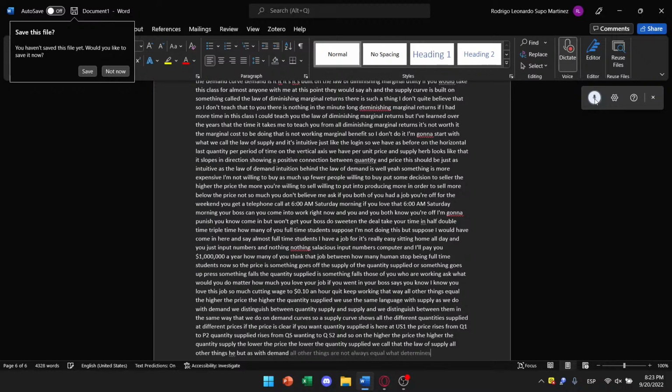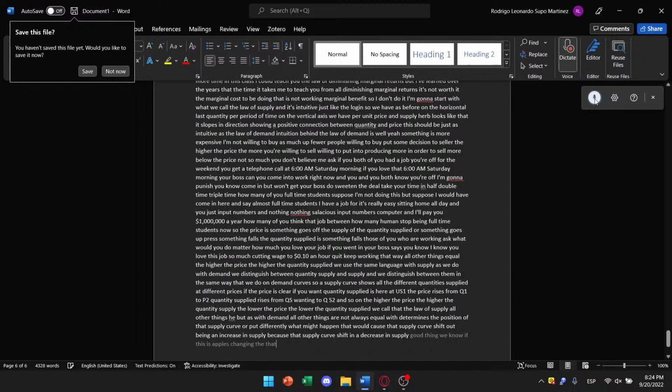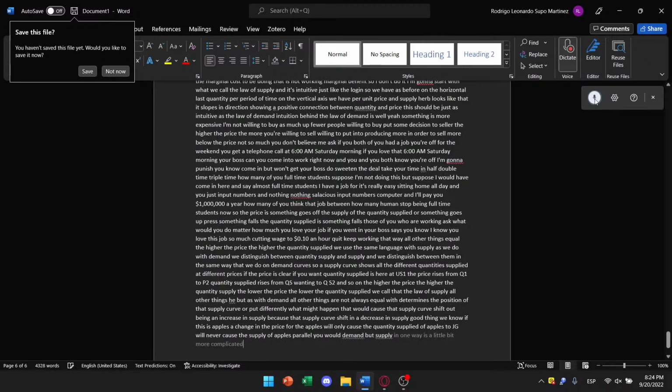What determines the position of that supply curve? Or put differently, what might happen that would cause that supply curve to shift out, being an increase in supply, or cause that supply curve to shift in, a decrease in supply? One thing we know, if this is apples, a change in the price of apples will only cause the quantity supplied of apples to change. It will never cause the supply of apples to change. There's a parallel here with demand. But supply, in one way, is a little bit more complicated than demand.